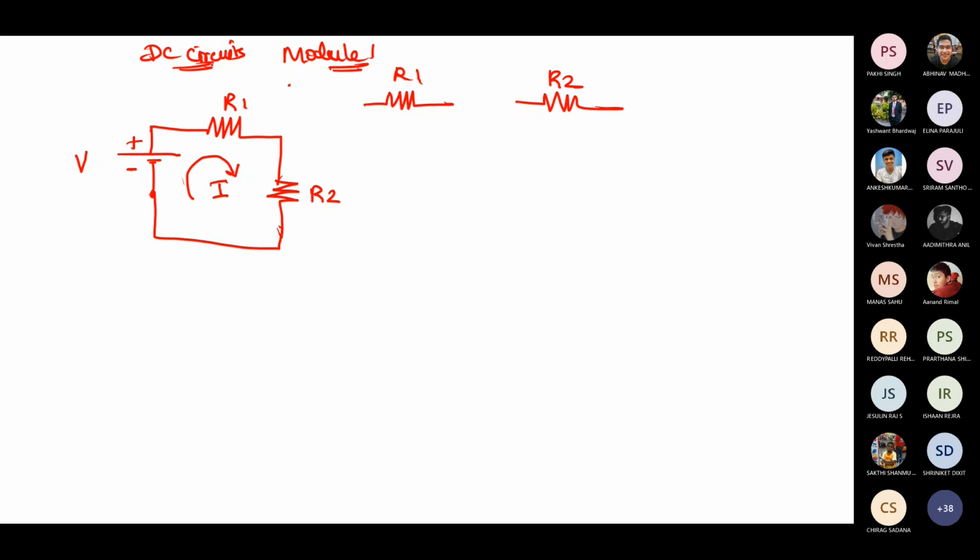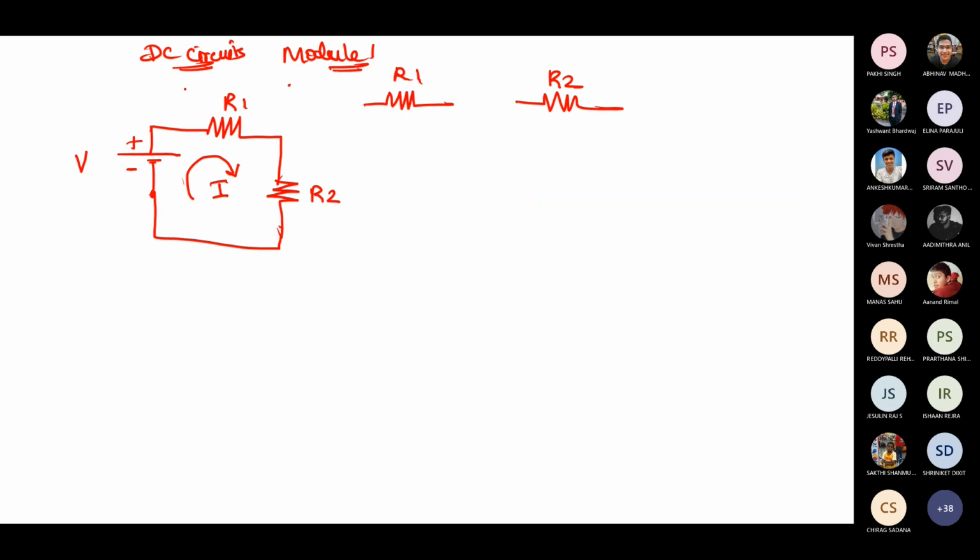Okay, ma'am. So now, what about the voltages, students? Across R1 and R2, will it be the same voltage or a different voltage? Different, ma'am. Yes. If resistors are connected in series, there will be a potential drop depending upon the value of the resistance. But if they are connected in parallel, the voltage will be the same. Series means current will be the same, voltage will be different.